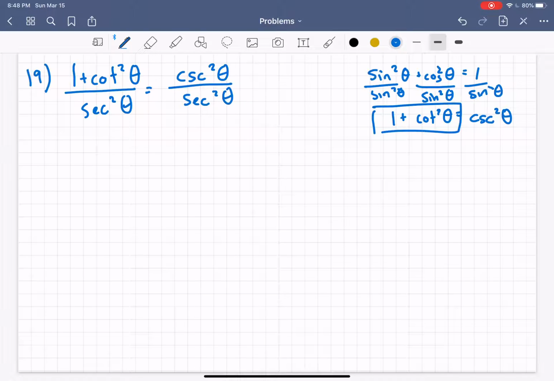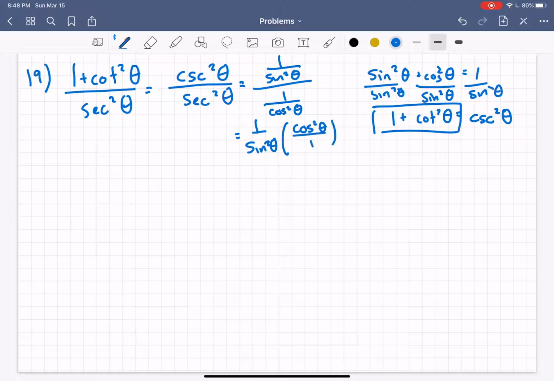I still see two trig functions here. I don't like two trig functions. So we can do the classic thing of just rewriting it as the reciprocal. So we have 1 over sine squared on top, divided by 1 over cosine squared on the bottom. We don't like fractions in a fraction, so we do 1 over sine squared, which is the top, multiplied by the reciprocal of the bottom, right? And then we multiply across. So we get cosine squared of theta divided by sine squared of theta.